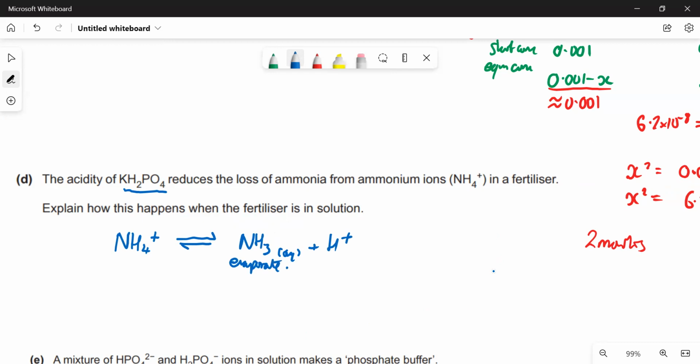So if you add some acid, you're going to be adding H plus. Le Chatelier tells us what that's going to do to the position of that equilibrium. It's going to push it to the right. So the equilibrium moves to the right. In other words, you've got less NH3, so you're not going to lose that as gas. You've got it as the NH4 plus ion.